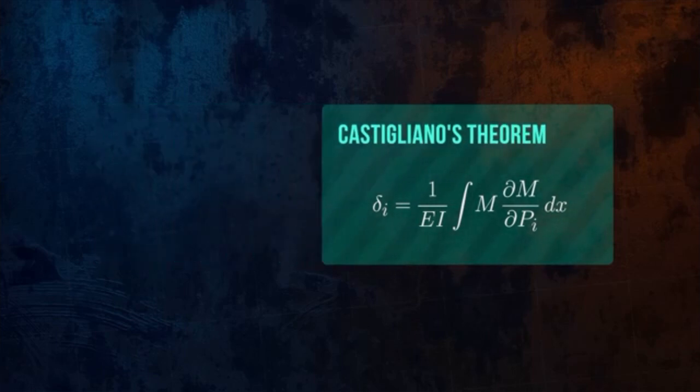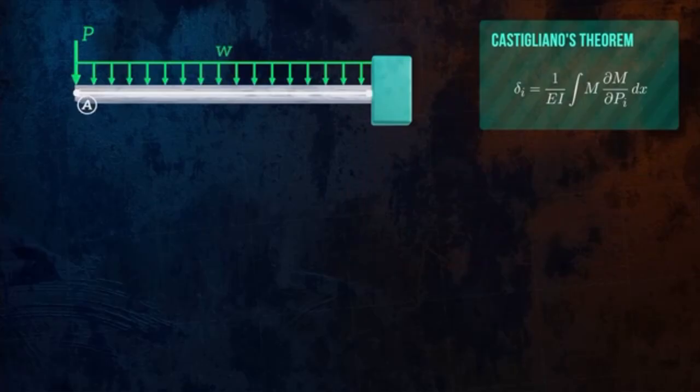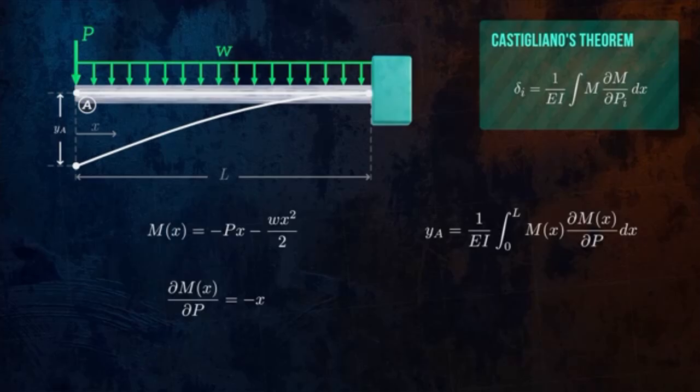Let's look at an example. The bending moment along the beam shown here is defined by this expression. We can calculate the partial derivative of M with respect to P. Using Castigliano's theorem and integrating between 0 and L, we get an expression for the displacement at point A.